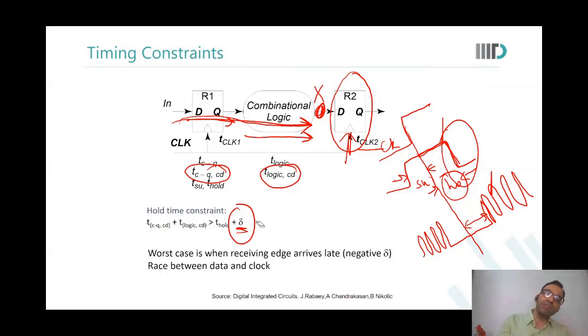And here we say that we have a negative skew. Therefore, we would add delta also to the requirement. A positive skew, I think. Negative skew. Receiving edge is arriving early. Late, sorry. Positive skew. The receiving edge is arriving late, so that adds to the requirement there.